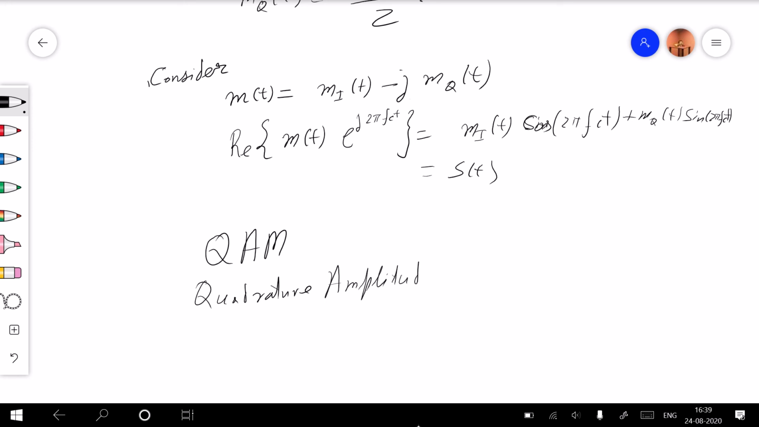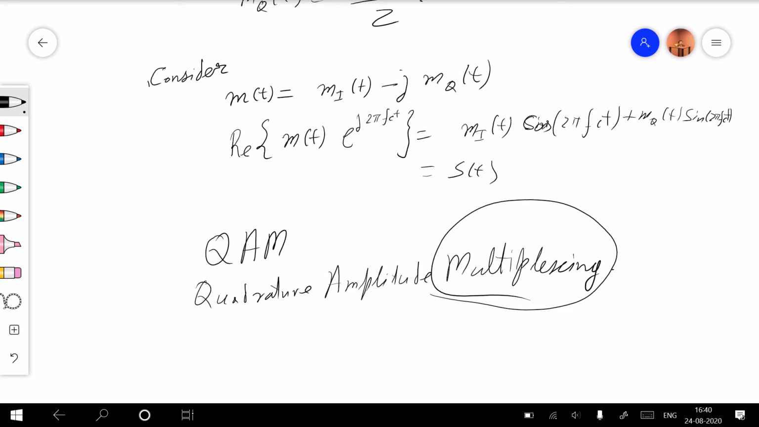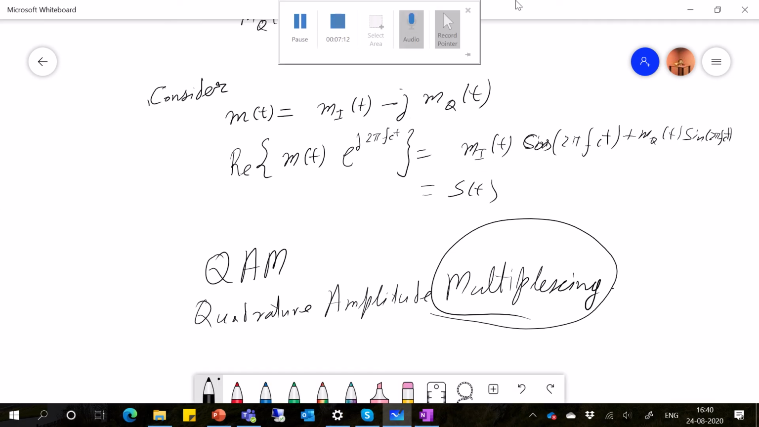Amplitude multiplexing. We use the word multiplexing because like in a cinema hall, a single tier cinema hall has just one screen, and a multiplex has multiple screens. Similarly, this has multiple signals, so this is called multiplexing. So we call this technique quadrature amplitude multiplexing, and it is useful for fully utilizing the bandwidth, because now over a bandwidth of 2W, we are sending two signals with a bandwidth W.